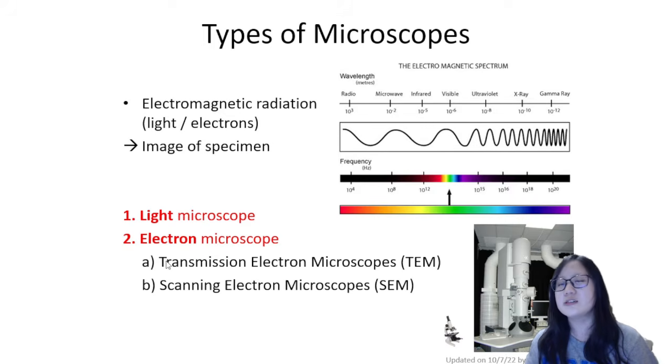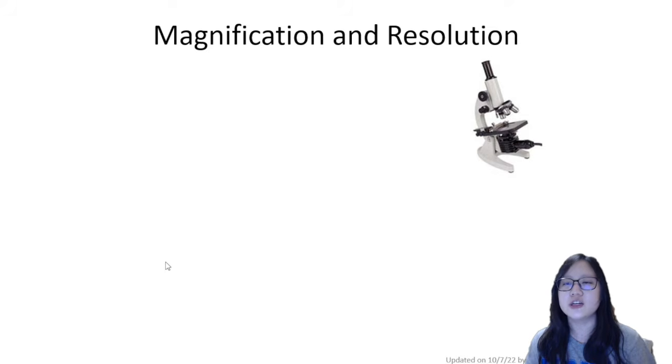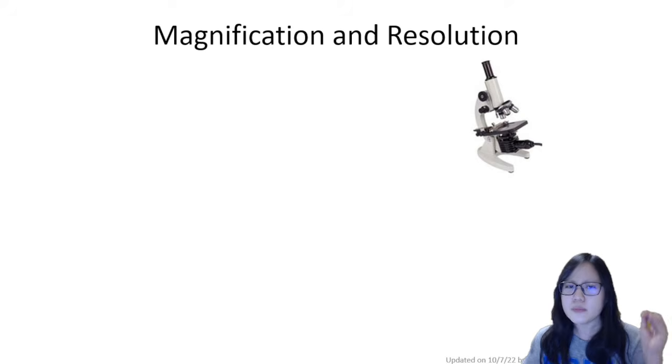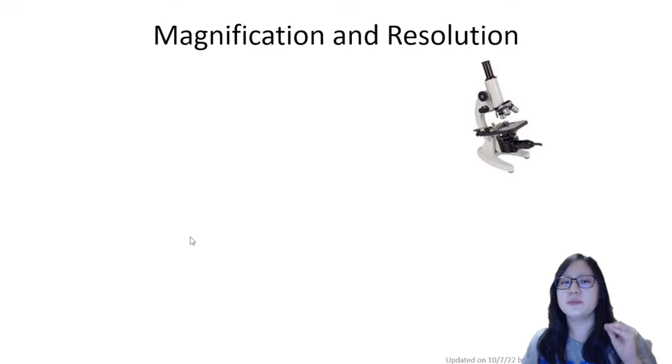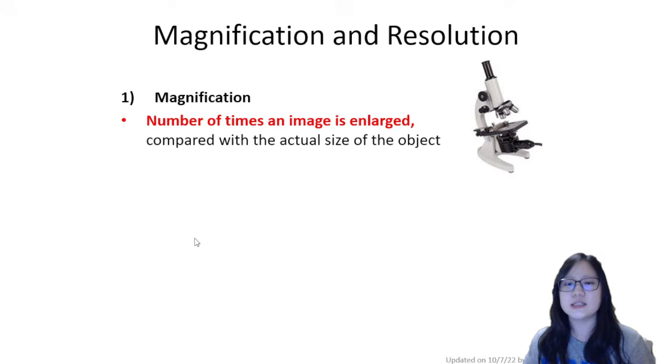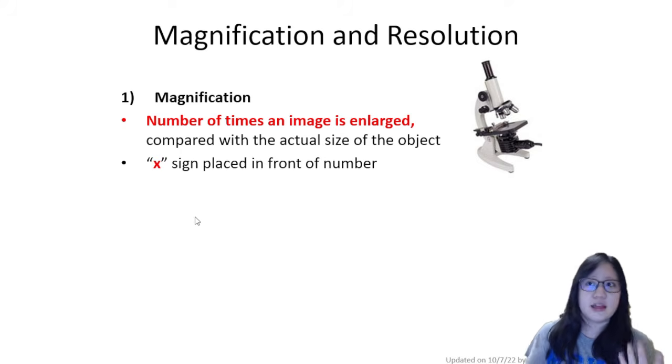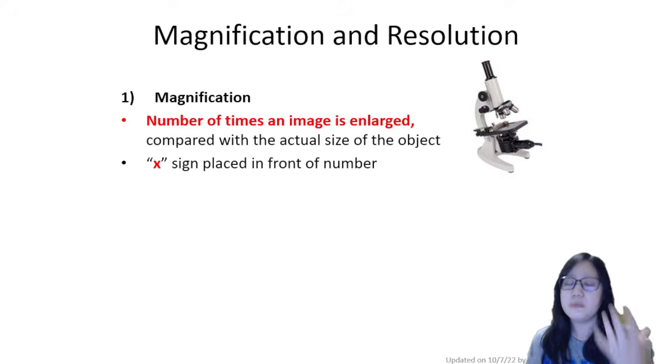Now, other than this concept right here, we also need to establish magnification and resolution, because this is a common misconception that a lot of students have, okay? They think that magnification and resolution is the same thing, but it is not. Now, let's look at the definitions. Number 1, magnification is the number of times an image is enlarged compared to the actual size of the object. So if you say that an object is 10 times enlarged, this means that the image is 10 times the size of the actual object.